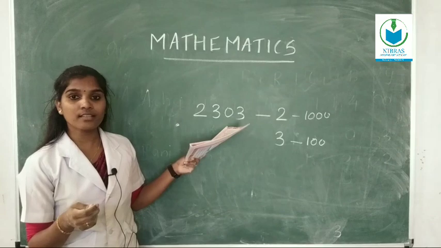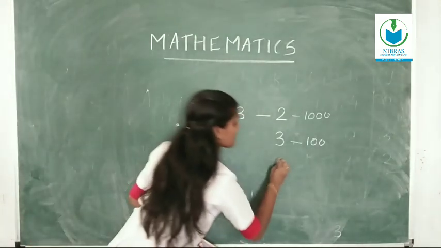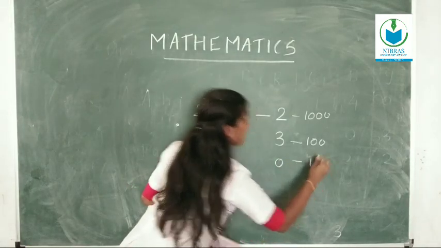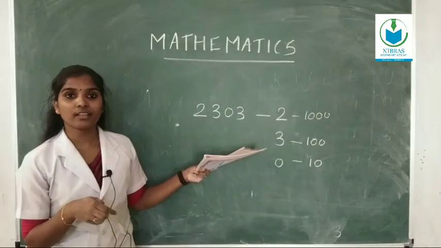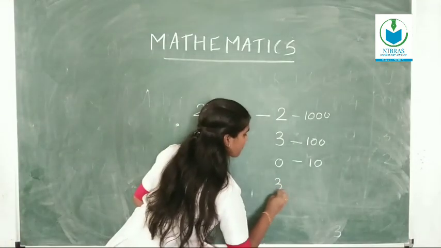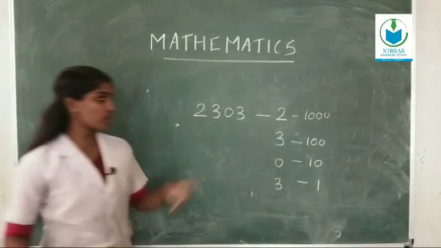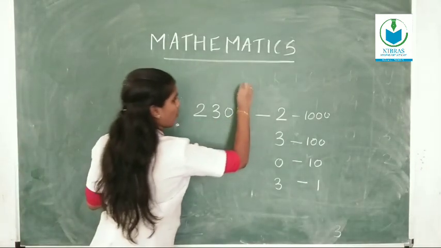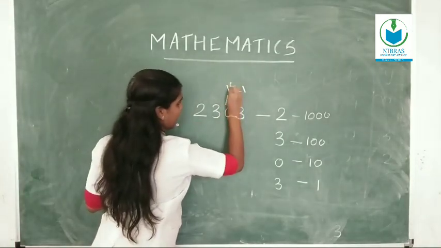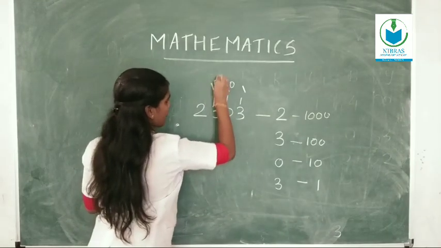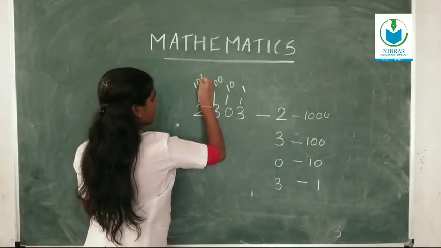Are there any tens? No, then 0 tens. And then how many ones are here? Yes, 3 ones. Okay, 3 ones. So, here is 1, here is 10, here 100 and here 1000.